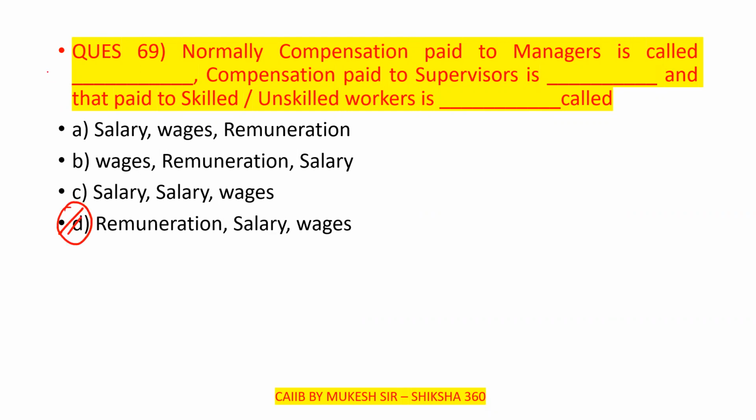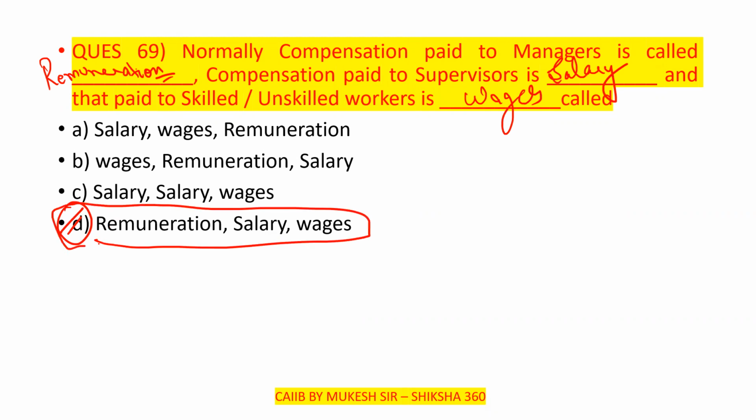This is called the remuneration. This is called the salary. This is called the wages, clear. So option number D is the answer here.